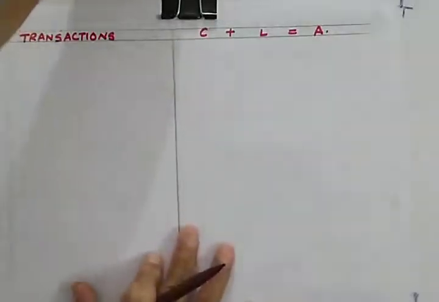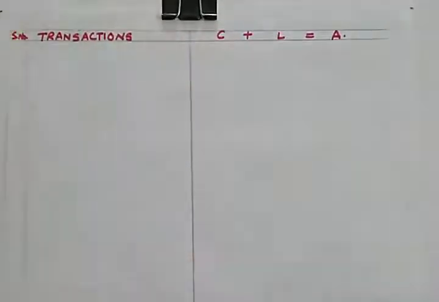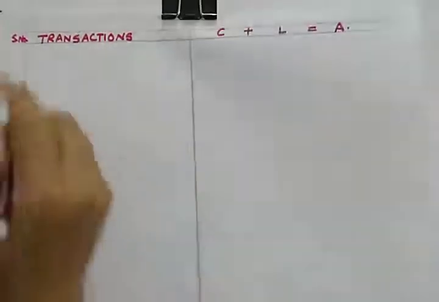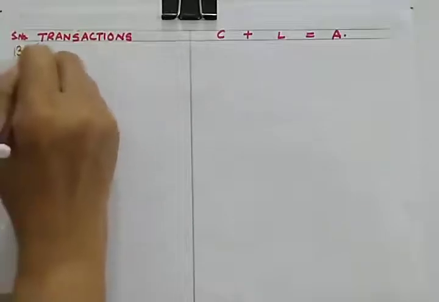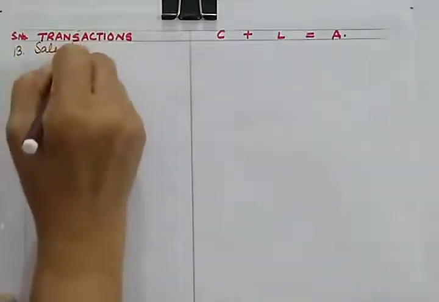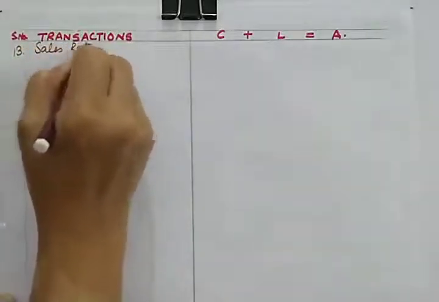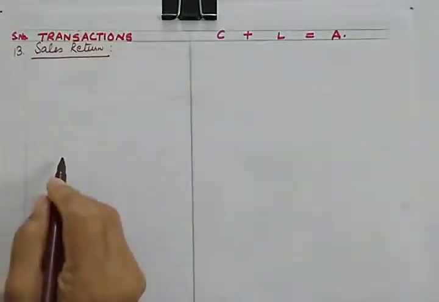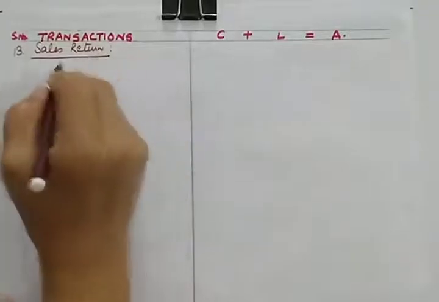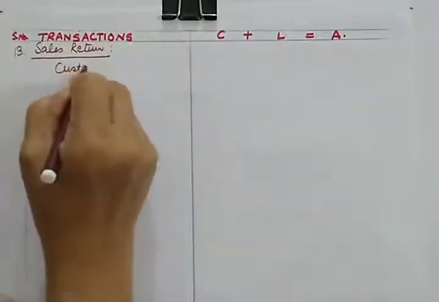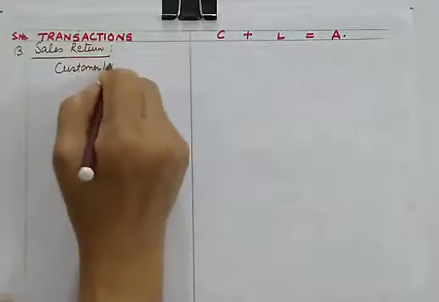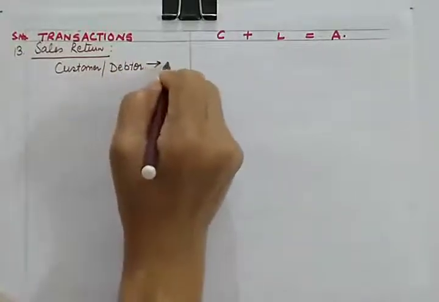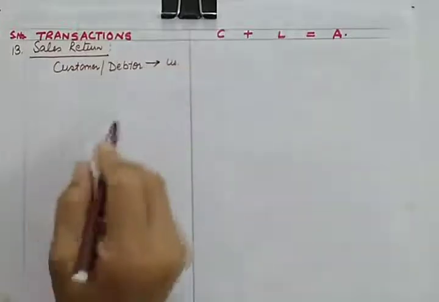So the next transaction is transaction number 13. The transaction is related to sales return. So what will happen in case of sales return? Our customer or debtor is returning goods to us, to our firm.